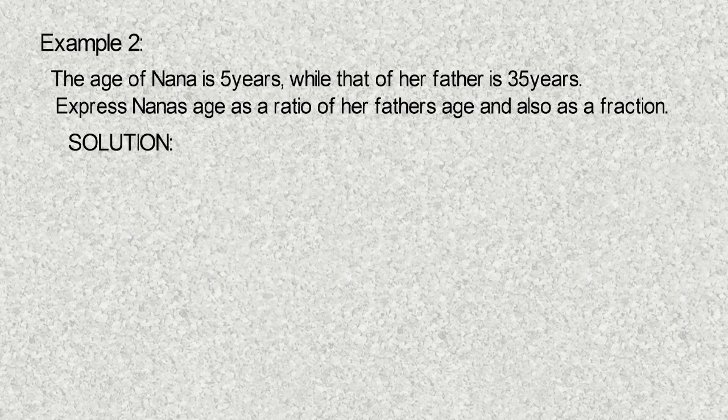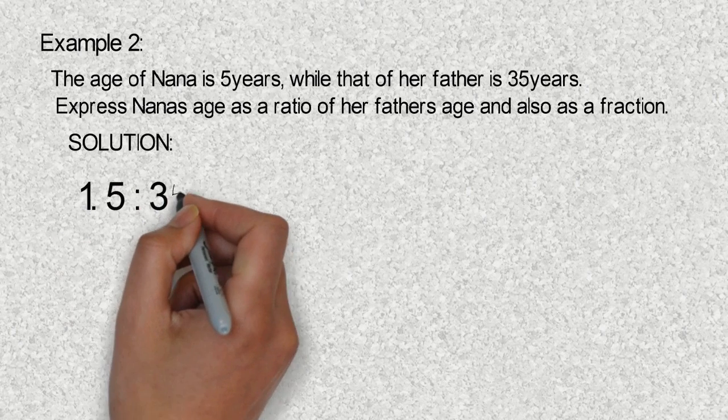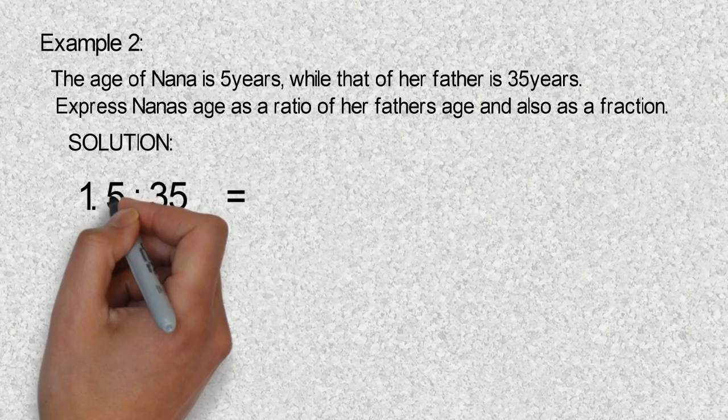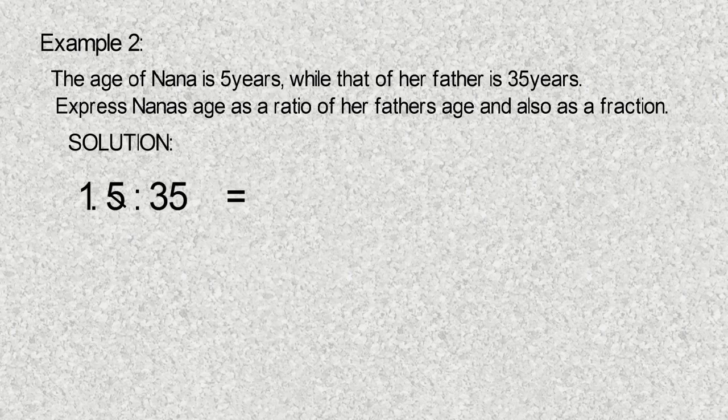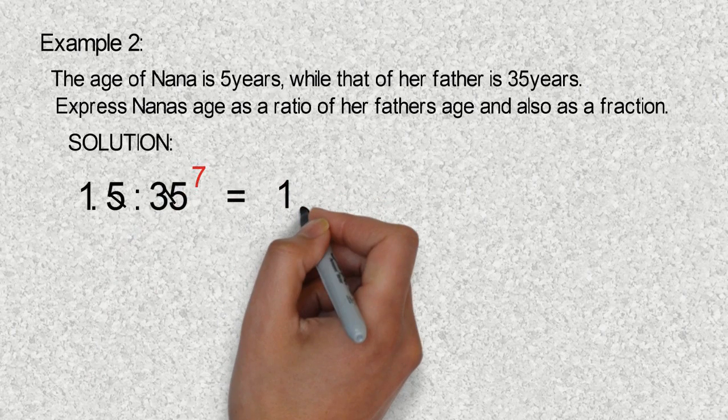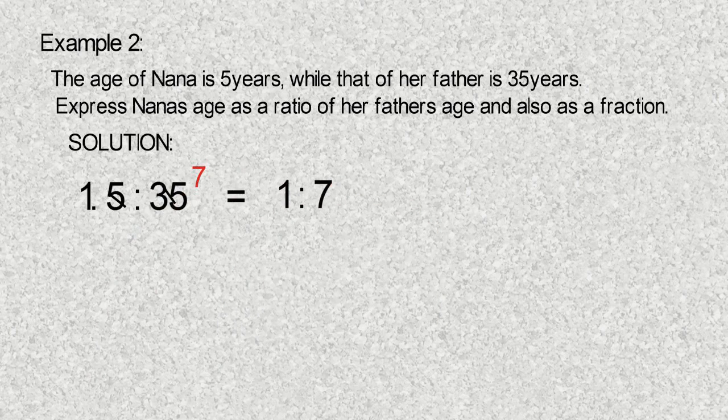To express the age of Nana and her father in ratio, Nana's age is 5 and that of her father is 35 years. So, how do you express this? This will be expressed as 5 ratio 35. You can reduce this to its lowest term. So, I have 5 here 1, 5 in 35 will give me 7. So, I have the answer to be 1 ratio 7.